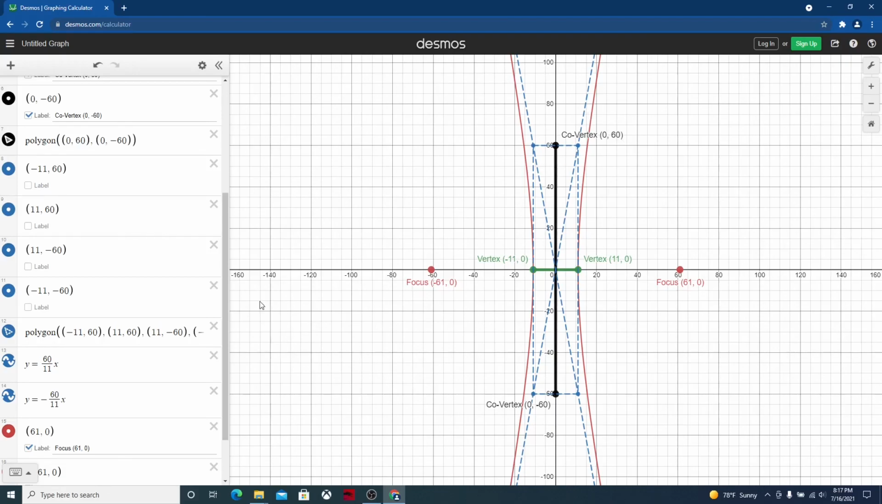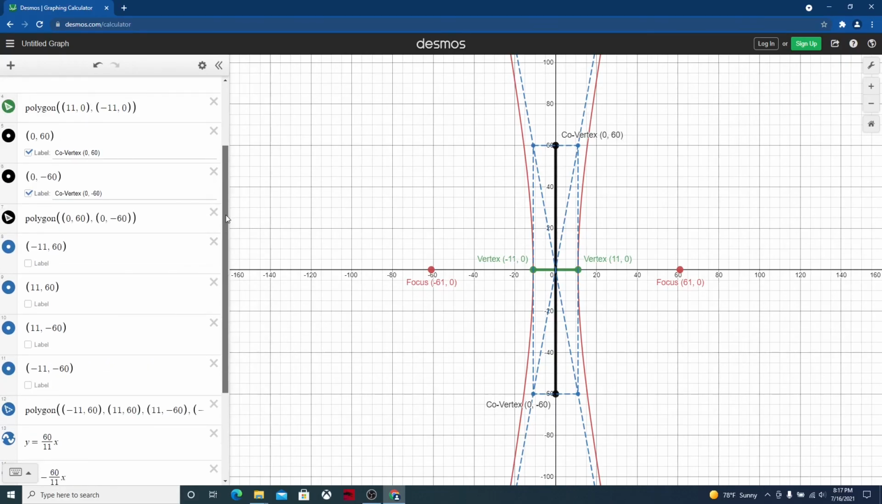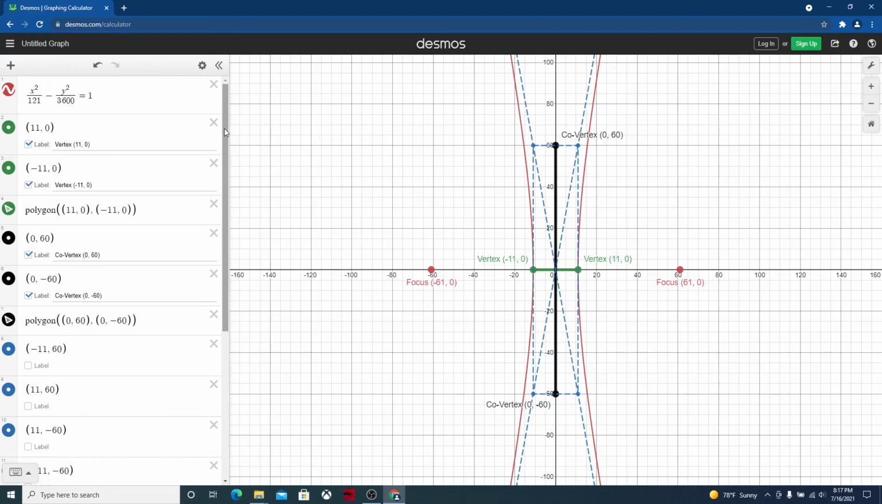All right, so hopefully this is helpful to you in figuring out how to plot a hyperbola in Desmos. In our next video, we're going to swap the numbers underneath the x squared and the y squared. So we're going to put 3,600 where the 121 is, and we're going to put 121 where the 3,600 is.